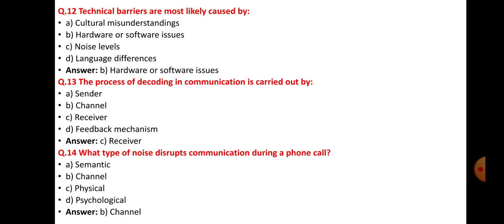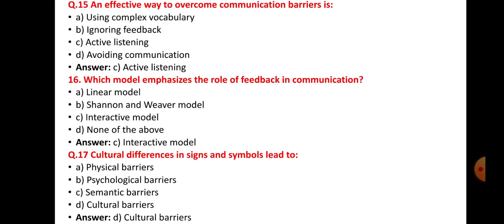The process of decoding in communication is carried out by sender, channel, receiver, feedback mechanism. So the right answer is receiver. What type of noise disturbs communication during a phone call? Semantic, channel, physical, psychological. So the right answer is channel.